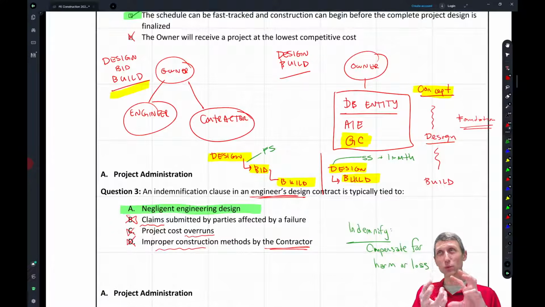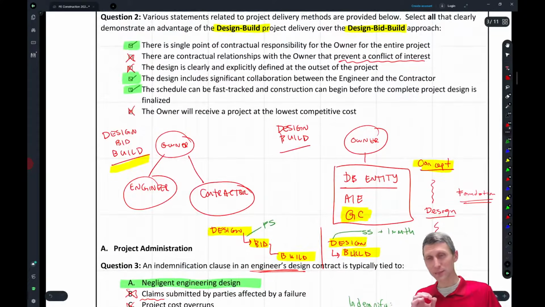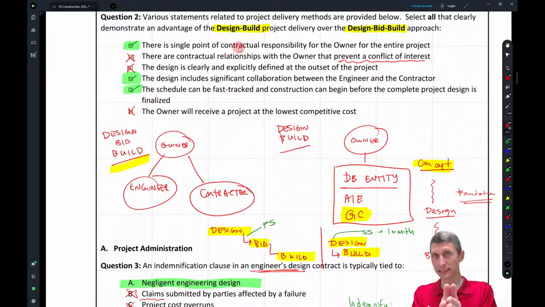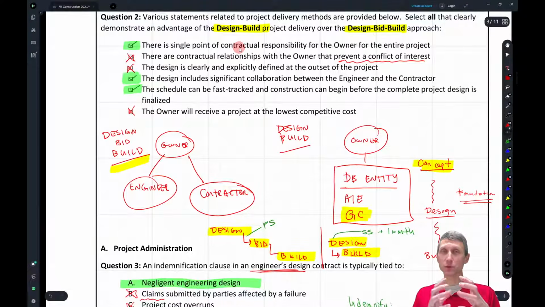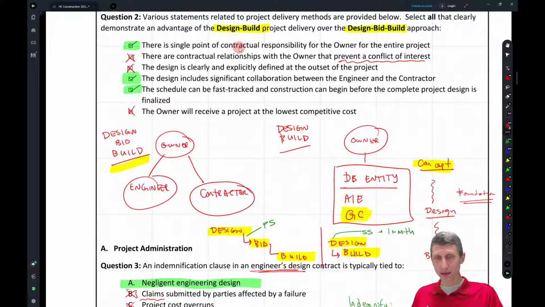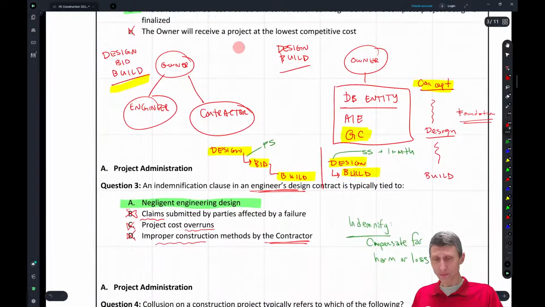But I think a better way of looking at this is that first idea here, the single point of responsibility. So the owner can just say, something's not right, go fix it, design-build entity. So I don't know so much about the risk. I think the risk is probably similar in some ways, but with that single point, there's not going to be this infighting. It's, hey, this is wrong, go fix it. Okay, so I think that's a huge advantage of design build from that standpoint.